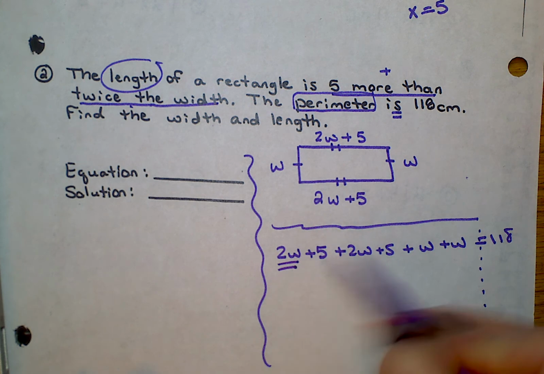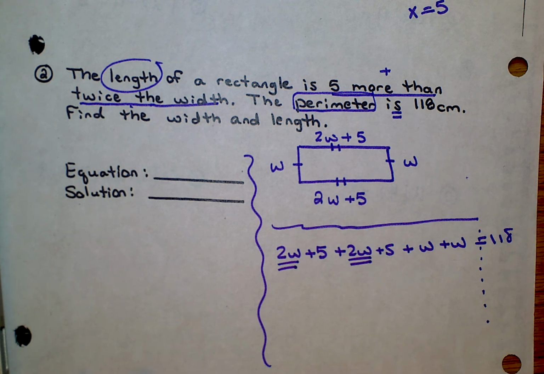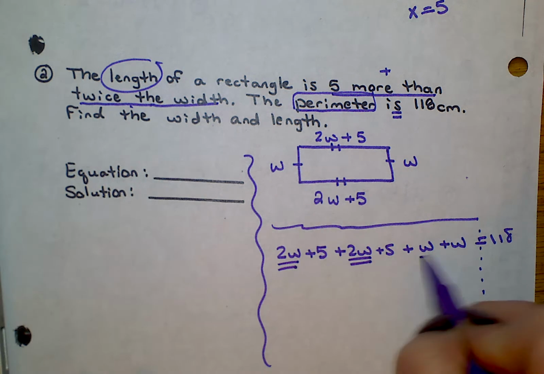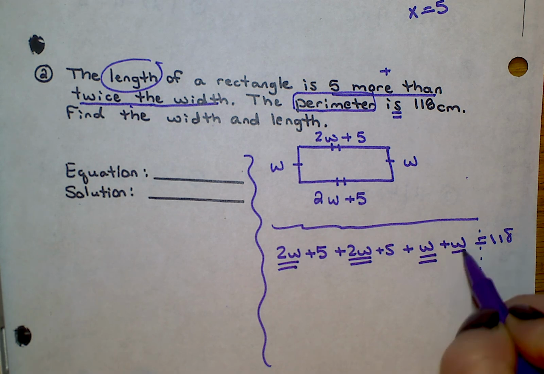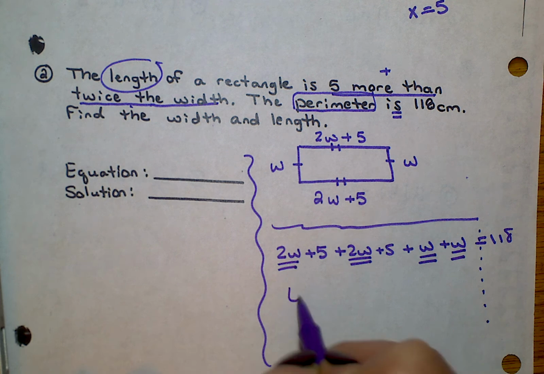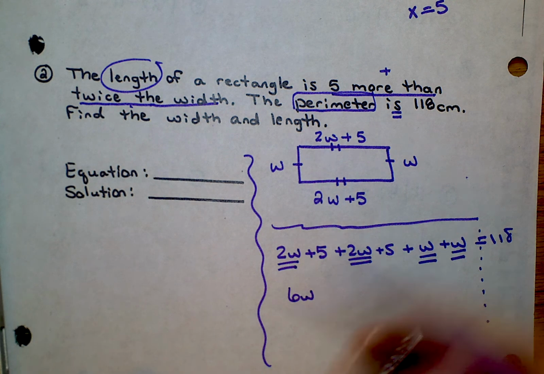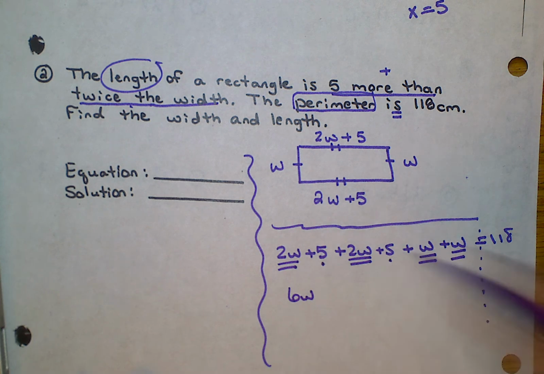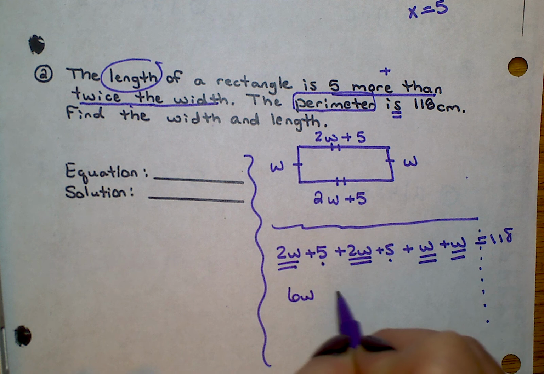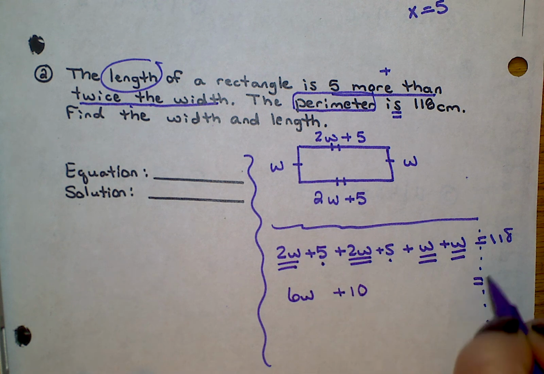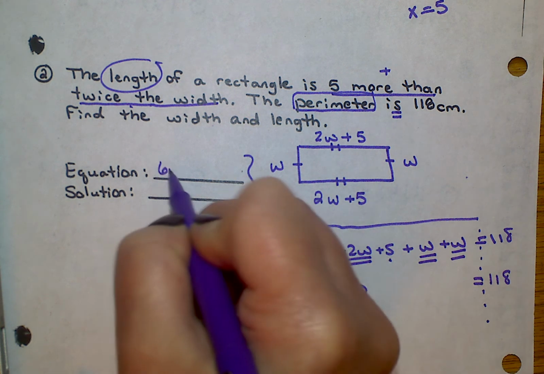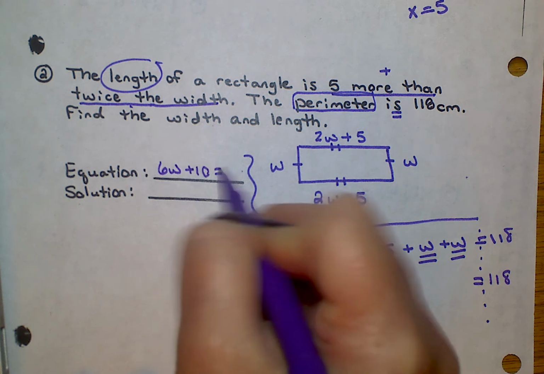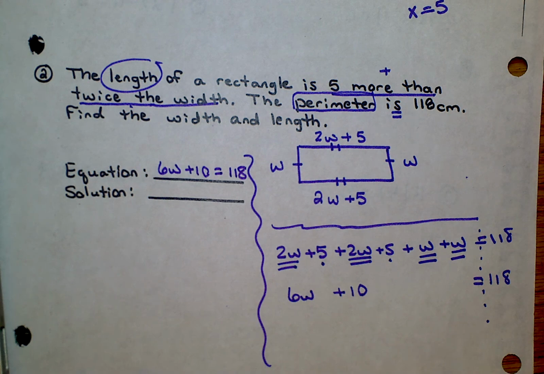So I have 2W plus 2W. That's 4W. 4W plus 1W is 5W. Plus one more W, you should have 6 W's. Then we have the constant number of 5 plus 5. That should add to give us a 10, and that equals 118. So that would be my equation, 6W plus 10 equals 118.